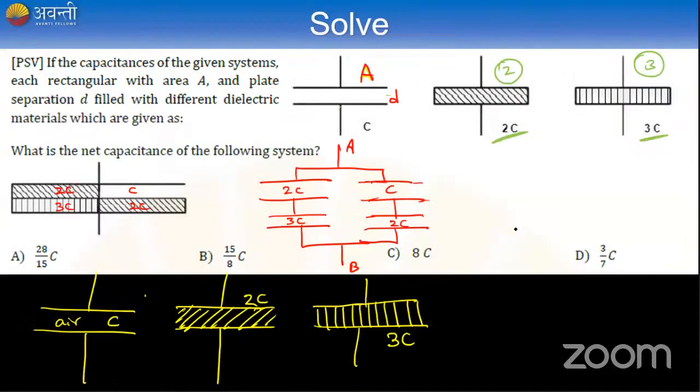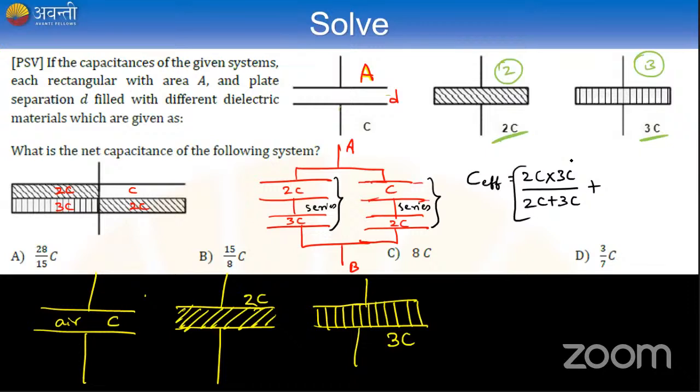So I'll take black now. If I want to calculate the effective capacitance, C effective, first I'll calculate these two capacitances. That is 2C into 3C divided by 2C plus 3C, since these two are in series. These two are also in a series combination. Since these two branches are in parallel, I can add the two series combinations. So C into 2C by C plus 2C. If you solve this, you would get the answer, guys.